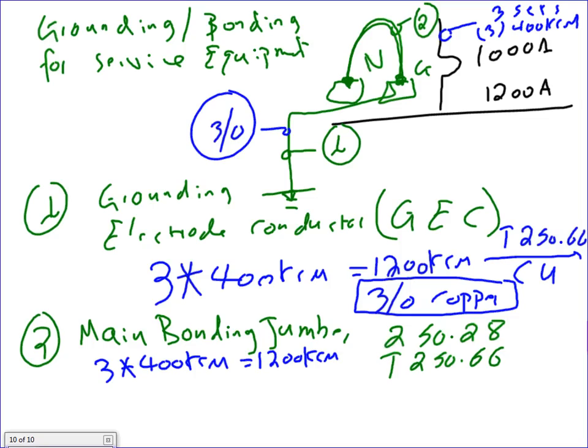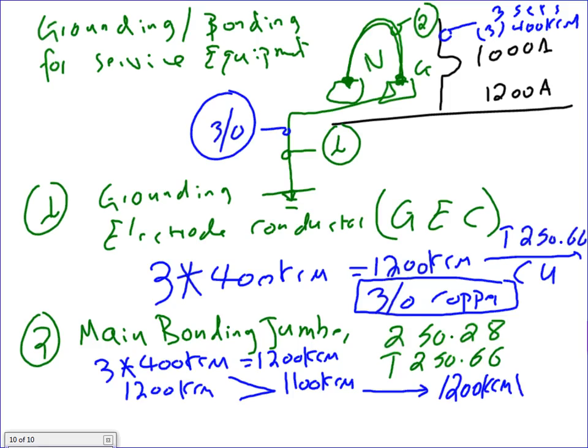Is this more than 1100? Is the largest 1100, right? So if you're up to this, no problem. Then you go 1200 kcm. Is it larger than 1100 kcm? If the answer here is yes, which it is, then you take the 1200 kcm and multiply it by 12%, which is 0.125.